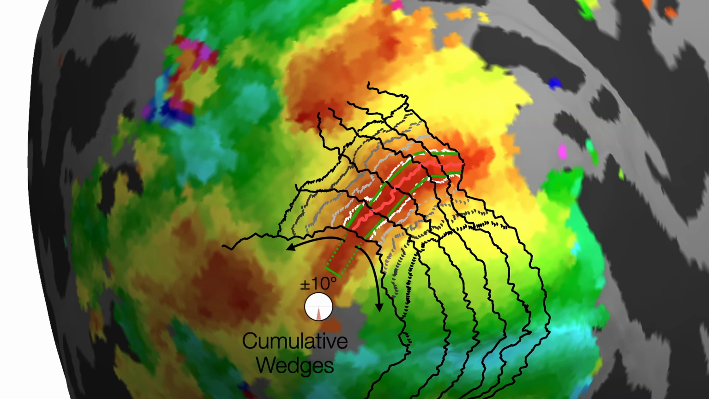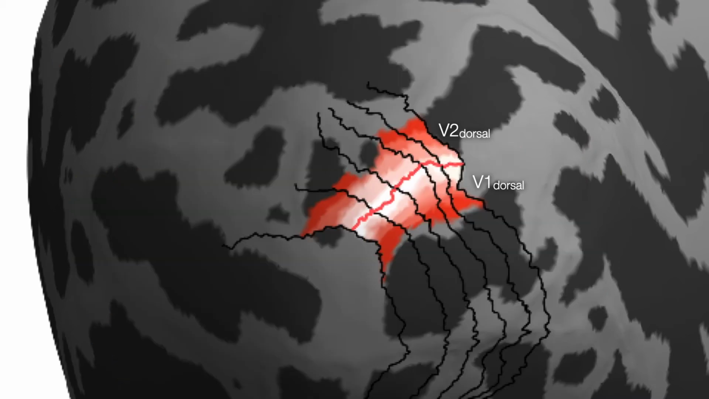We then determined for each side of the boundary independently, and for each eccentricity bin independently, the distance from the boundary required to reach plus or minus 10 degrees of polar angle. In this way, a small change in the location of the boundary or in the isoeccentricity lines will result in nearly identical ROIs. We can repeat this for a variety of increasing wedge sizes out to plus or minus 50 degrees of polar angle. The ROIs predicted by this method are shown here, with white indicating the plus or minus 10 degree ROIs and red indicating the plus or minus 50 degree ROIs.